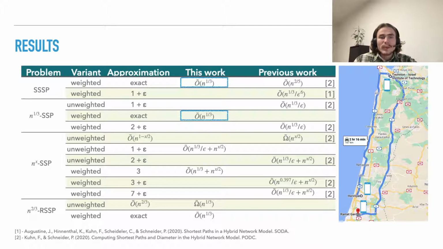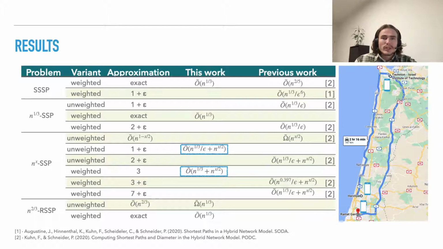This result improves upon the previously known result for single source shortest path in n^{2/5} rounds with high probability, both in round complexity and in the number of sources. We also show how to approximate distances from n^x sources in roughly n^{1/3} + n^{x/2} rounds. This is optimal up to polylogarithmic factors due to a lower bound Kuhn and Schneider showed for the number of sources which is greater than n^{2/3}.